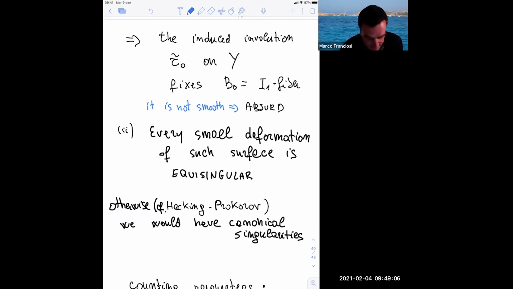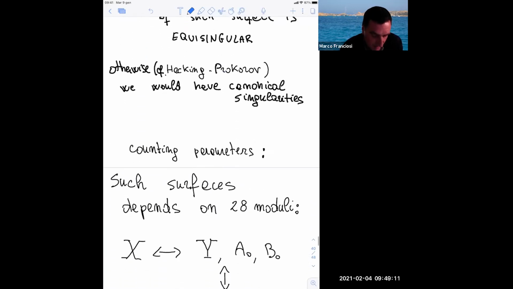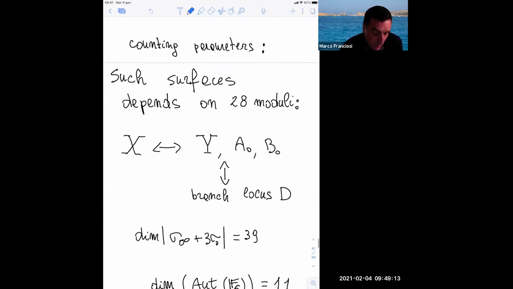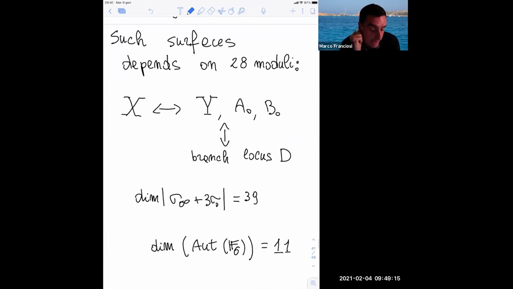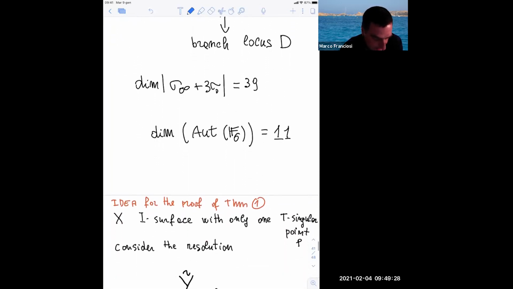So in this case, counting parameters as above, we obtain 28 moduli, exactly in the same way we did above. So we have a new component of dimension 28. Okay.